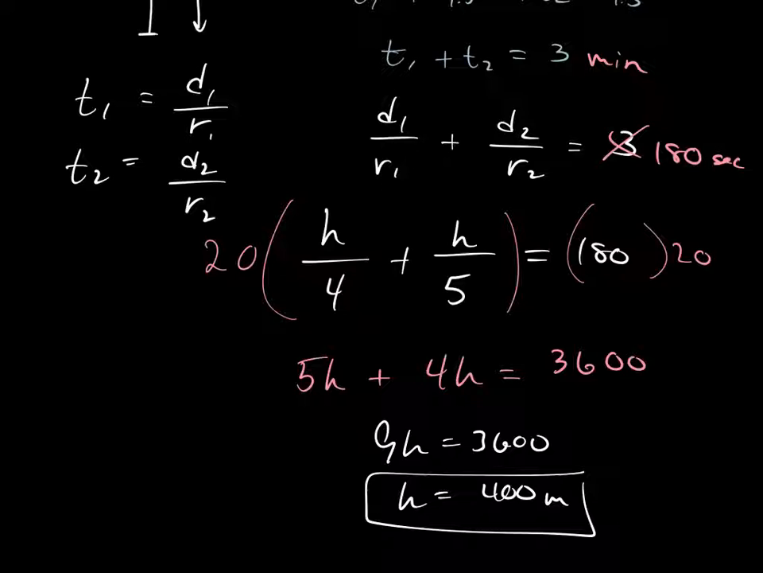Even though it was in the formula, we replaced T1 with D1 over R1. This problem does not ask you for the time it takes. It asks you for the height. So it made sense to replace the time it takes with something involving the height. And then since D1 and D2 are the same, we just call them both H. Any questions on a problem like this?